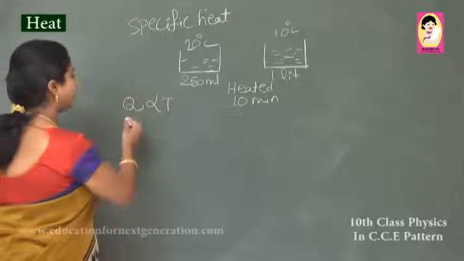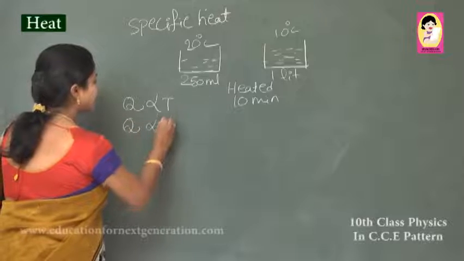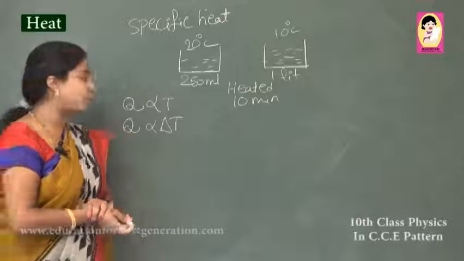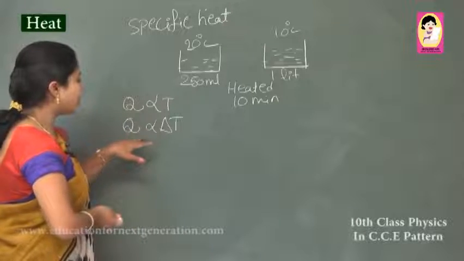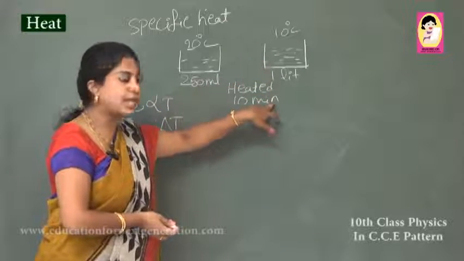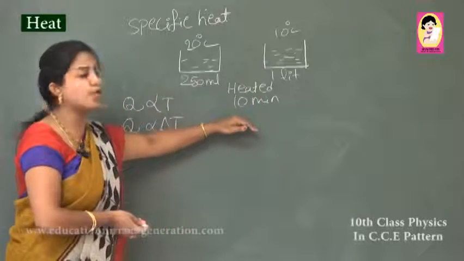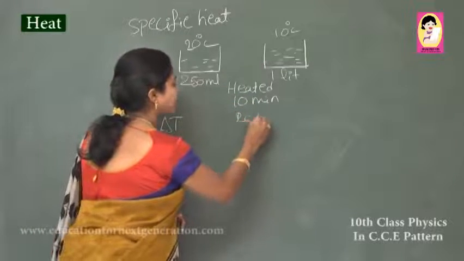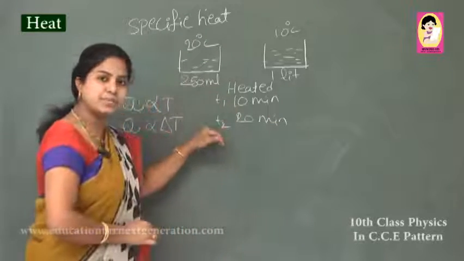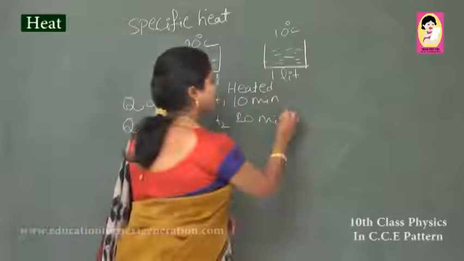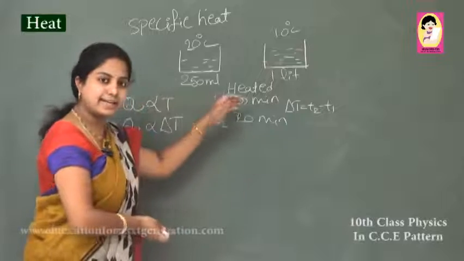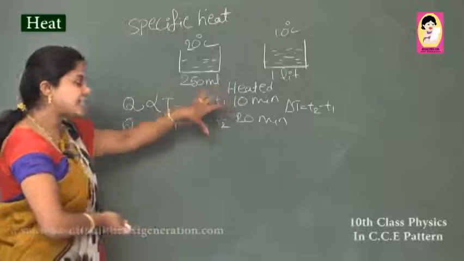Another statement is also there: Q is directly proportional to delta T. Delta T is the change in temperature. If you are heating for 10 more minutes, that means altogether 20 minutes, it is T1 and T2. Change in temperature means T2 minus T1, so delta T is equal to T2 minus T1.